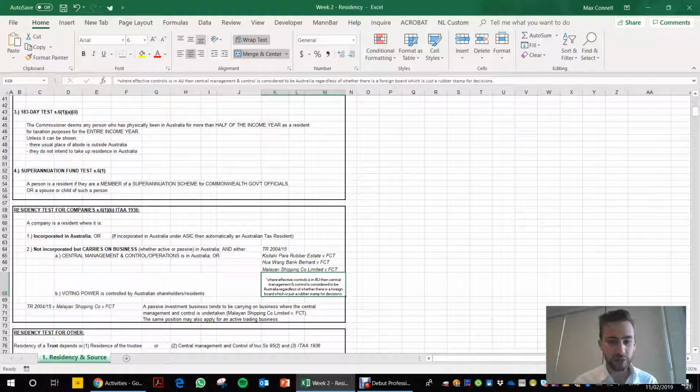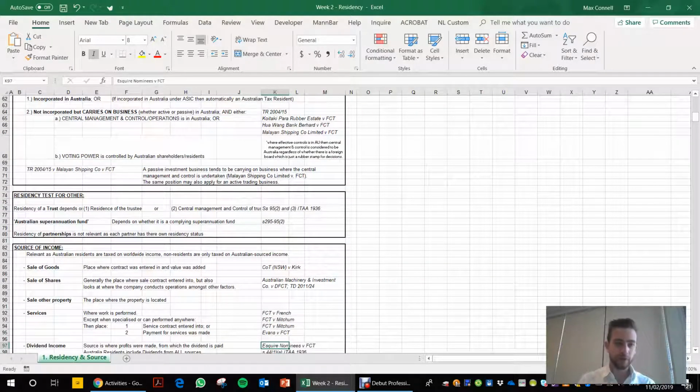So it's a little bit tricky. So you've got to read between the lines. So even though it might say that the management is overseas, you need to actually consider who's actually making everyday business decisions. And if it's in Australia, then it's actually an Australian resident, and they must pay tax on Australian income.